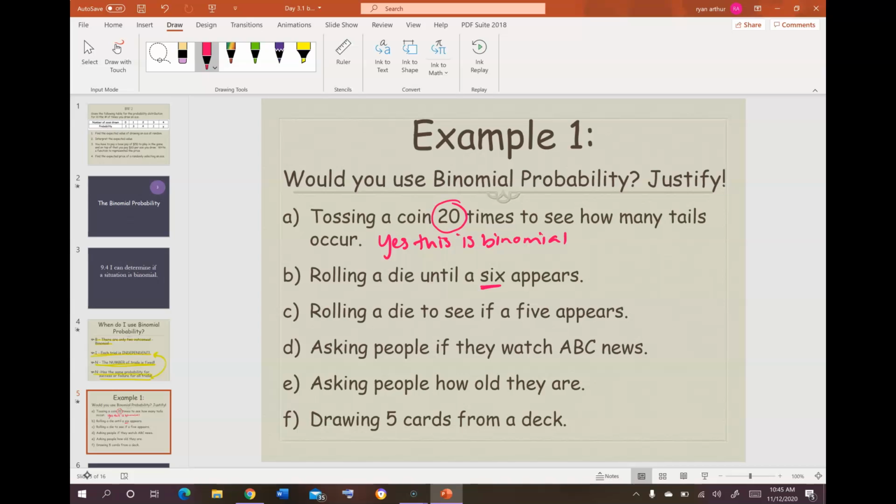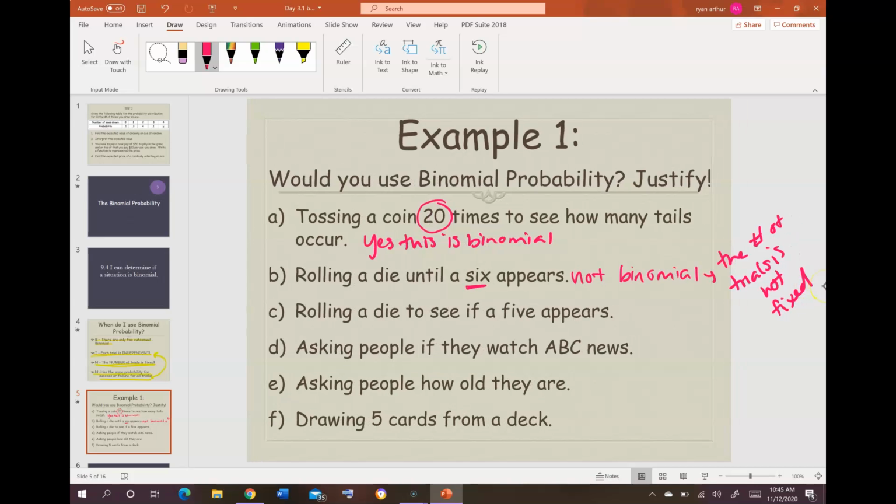The next one, number of trials is fixed. Do I know how many times I'm going to roll this die? I know I'm going to roll it until a 6 appears. Well, what if I roll it and a 6 appears on the first roll, but then say Madison rolls it and she doesn't get a 6 until 5 rolls? So it's not fixed. So this is not binomial because, and you can just say because of N, the number of trials is not fixed. Okay, that's why this is not binomial, okay?